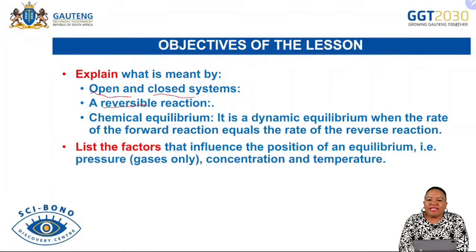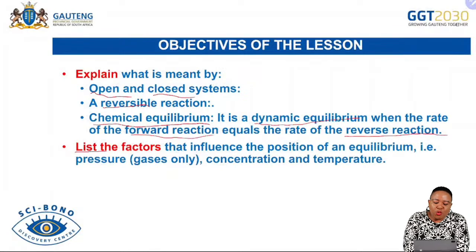And what is nice is that the definition or the law or the principle of chemical equilibrium is provided in our exam guideline. It is dynamic equilibrium when the rate of forward reaction is equal to the rate of reverse reaction. So when a chemical reaction reaches equilibrium, you will have the rate of forward reaction being equal to the rate of reverse reaction.